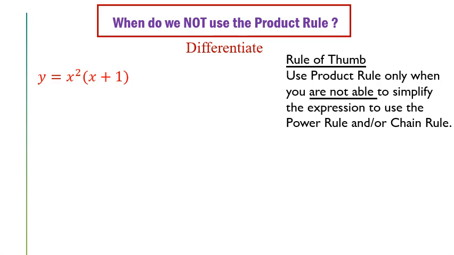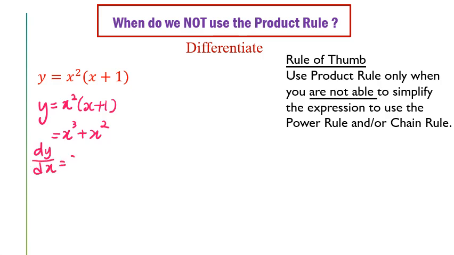For example, if you're given y equals x squared times bracket x plus 1, this one you really don't have to use the product rule because you can just expand it. Simple expansion to get x cubed plus x squared. And there you can just use your power rule. Another example is, yes, and then you factorize the common factor, which is x. So you take out x bracket 3x plus 2.